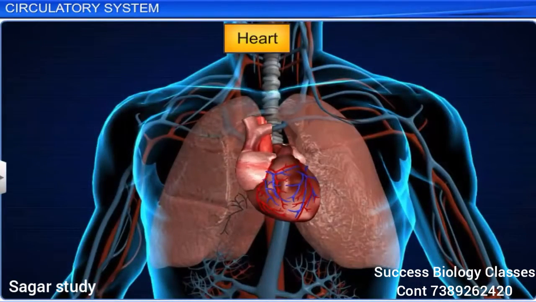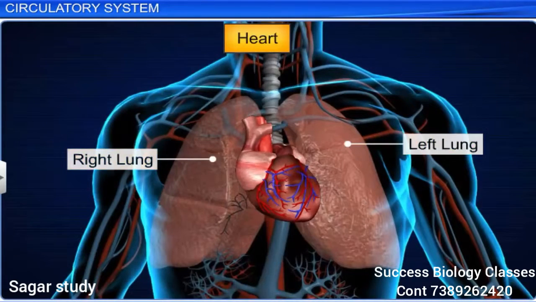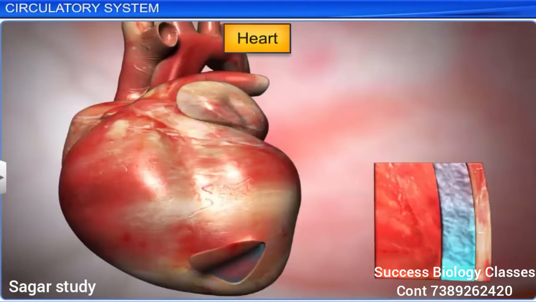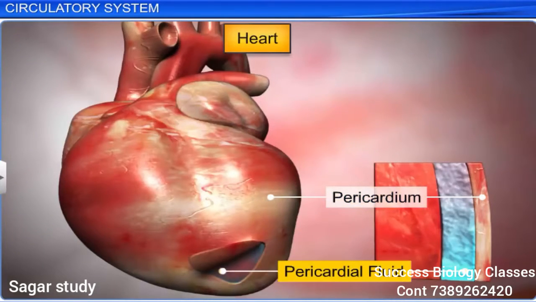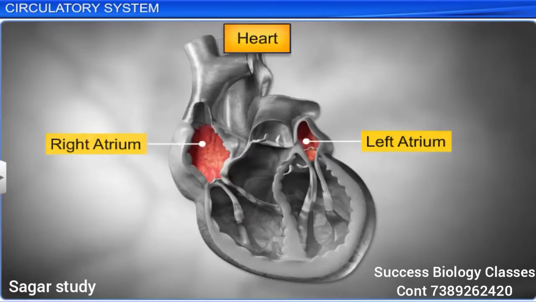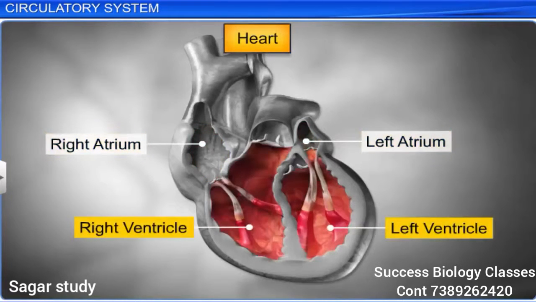The heart is about the size of a fist and lies in the thorax between the two lungs, slightly tilted towards the left lung. It is protected by a double-walled membranous sac called the pericardium, which encloses pericardial fluid. It has 4 chambers that include 2 upper small atria and 2 lower large ventricles.